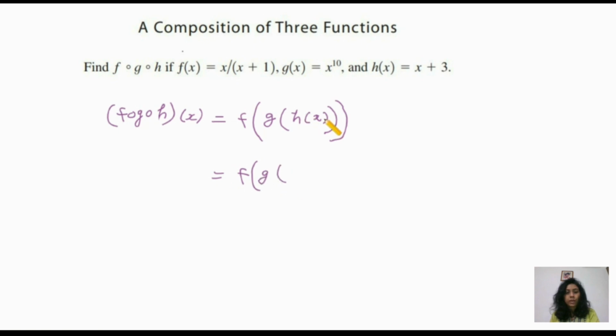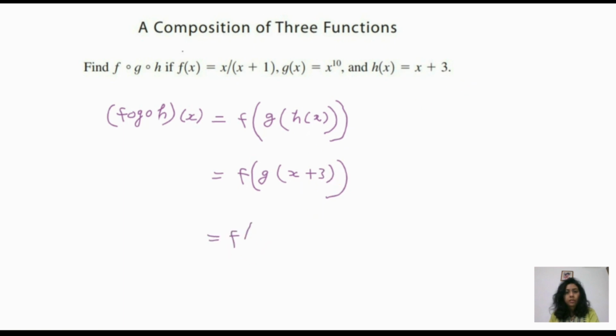Now what is h x value? h x is x plus 3. So we can write x plus 3. Very simple. We just replaced the h x value. h x is x plus 3.